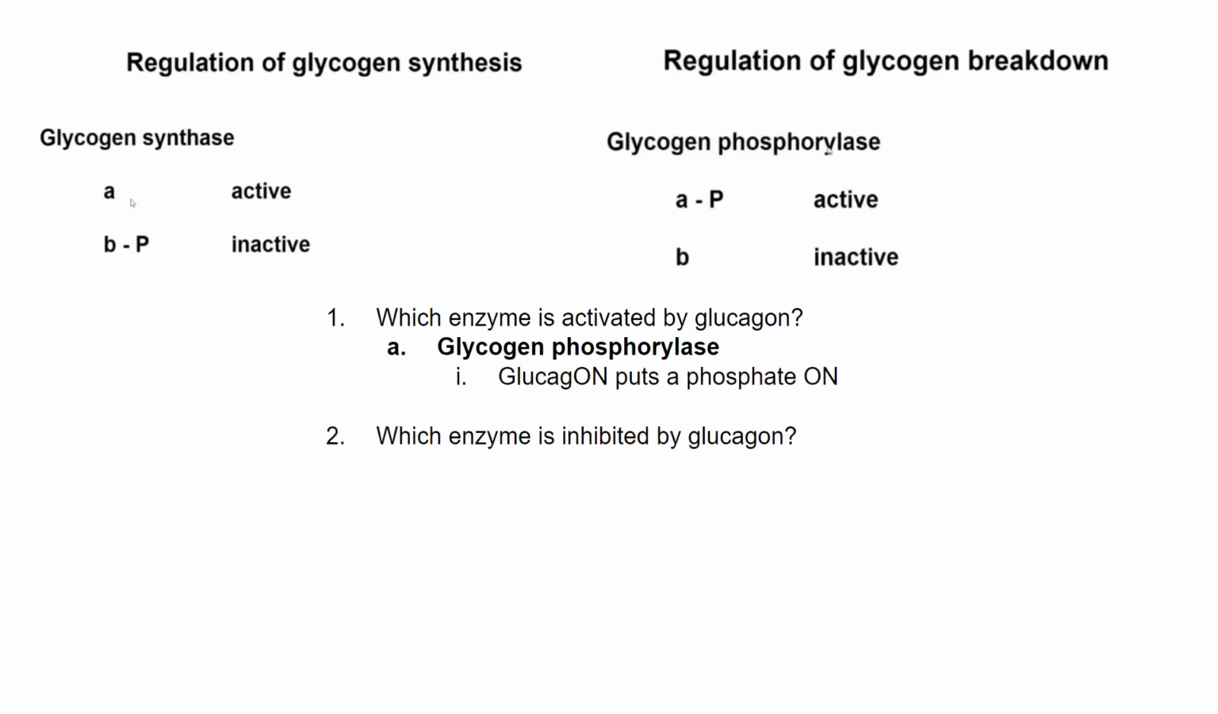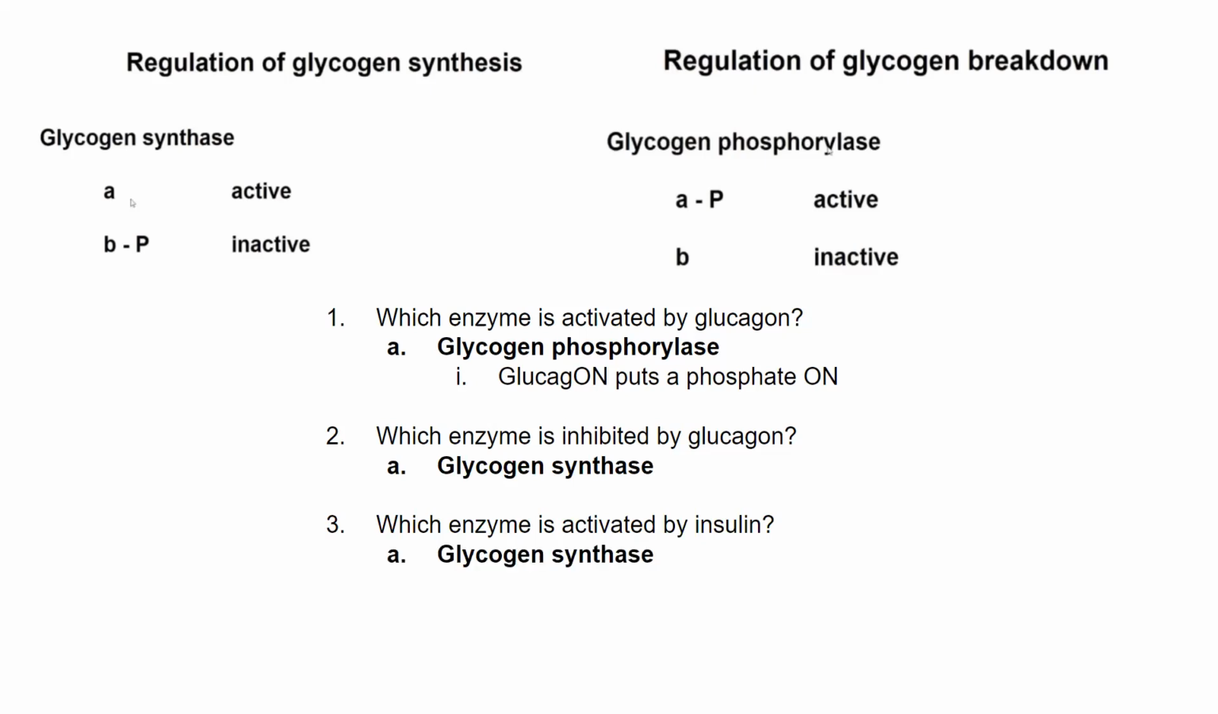That's my favorite acronym. That's how I remember it. If it works for you too, that's good. Which one is inhibited by glucagon? Pretty much just the counterpart. Pretty self-explanatory. And which one's activated by insulin? Synthase, because insulin means high glucose, so you want to store more glycogen because you don't want to break any glycogen down.